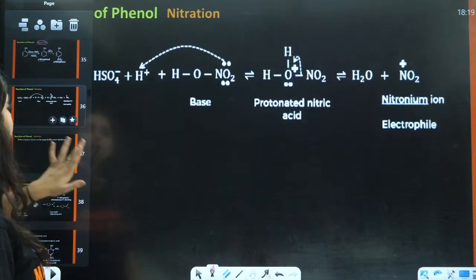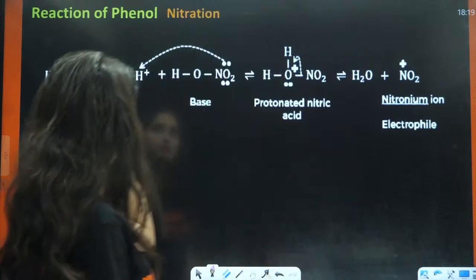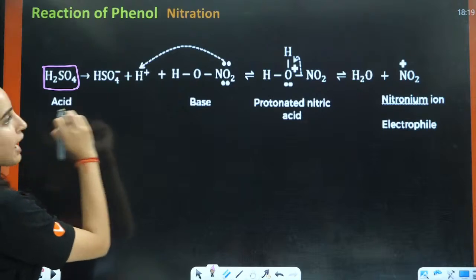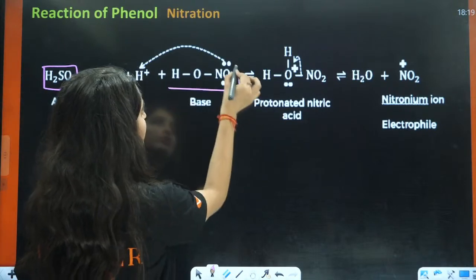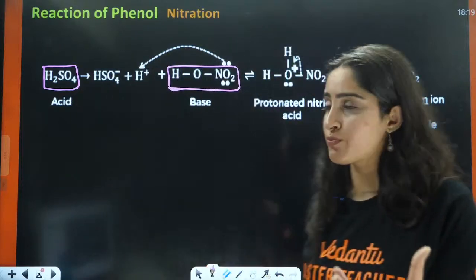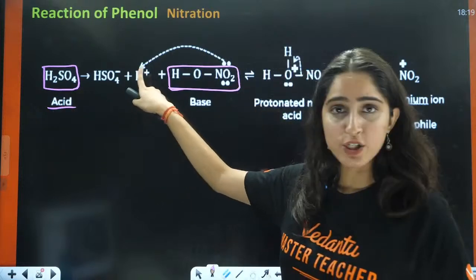Now, how the electrophile is generated, that is the same thing. This is also an important thing. Here you have two things, that is H2SO4 and HNO3, right? They can ask you which will behave as an acid and which is going to behave as a base. Now this is behaving as an acid, that is why it is going to lose H positive, right?